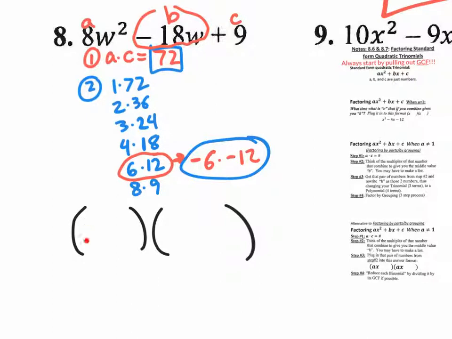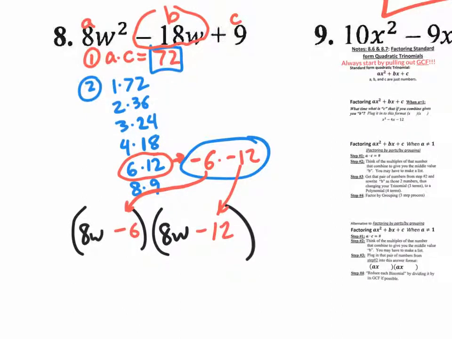On your notes it says AX, AX, but right here you're going to put the 8, which is the value of A, and a W instead of X. So it's 8W and 8W. And then you take your numbers from step 2, the negative 6, put it right in there. Take the minus 12, put it right in there.